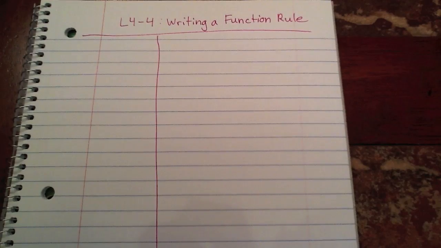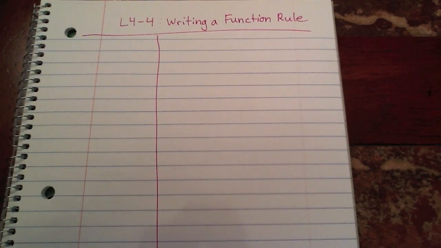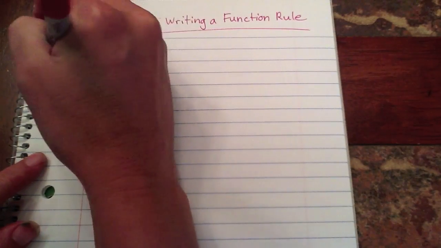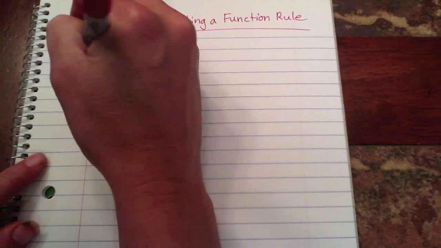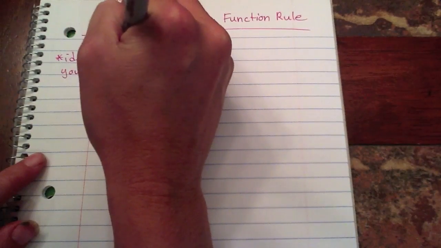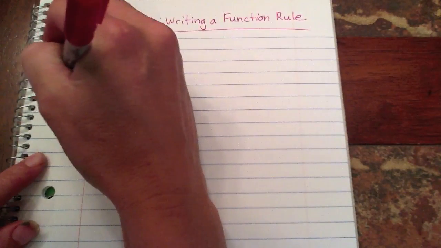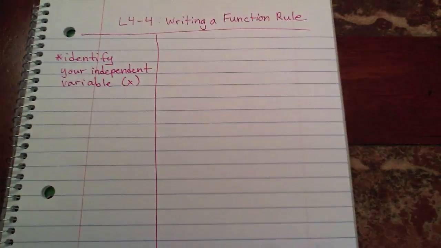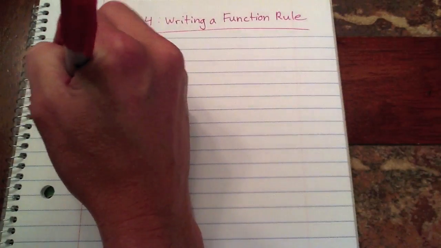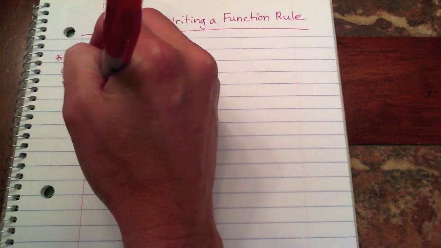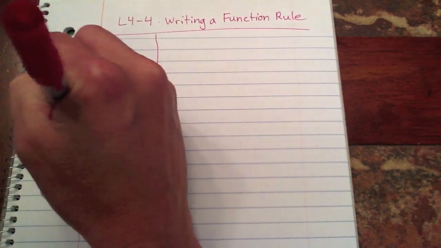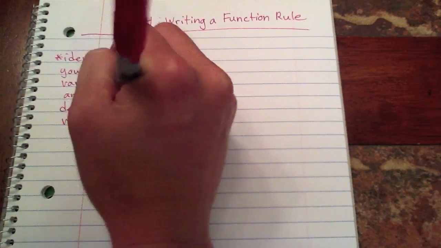The first thing you're going to need to do is identify your independent variable. And remember, that's your x. It's the one that you can plug in and you're going to get a y value from it, or an output. And your dependent variable, which is your y.